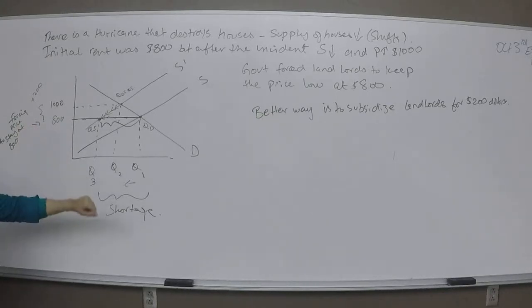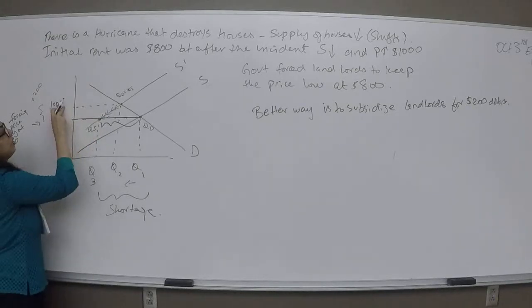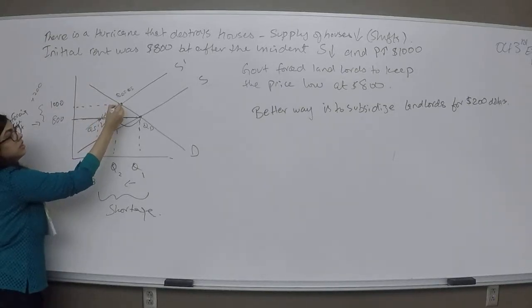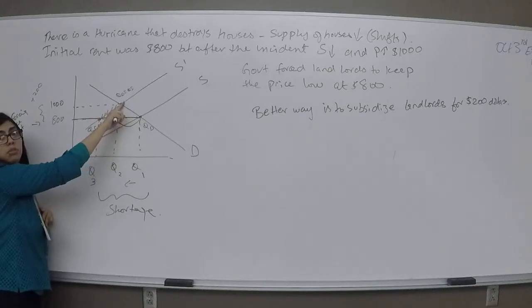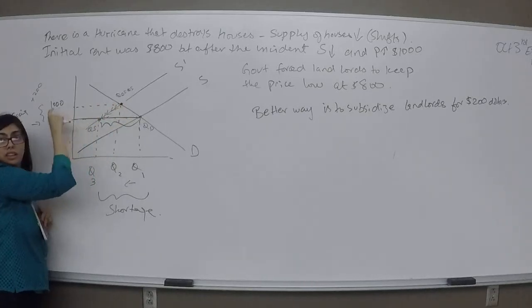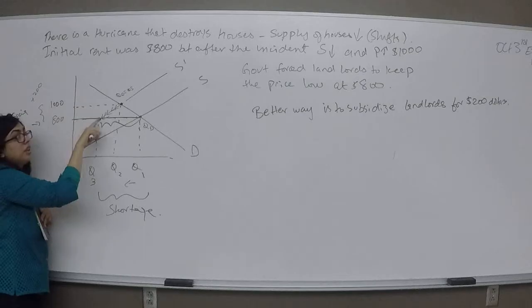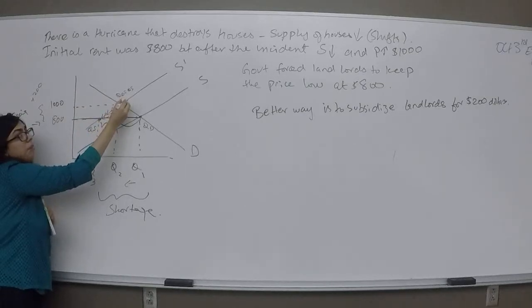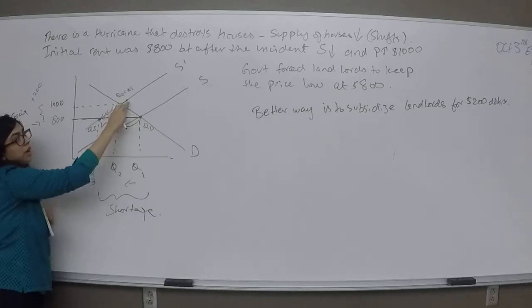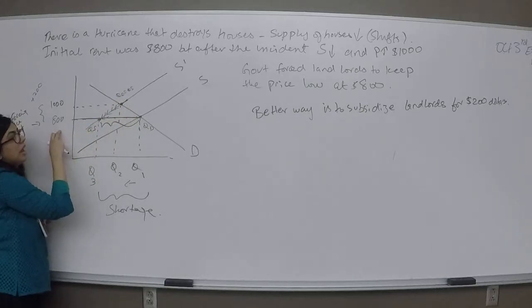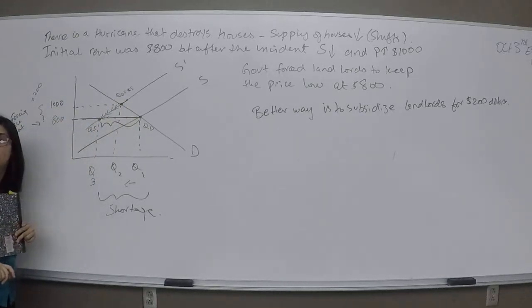So this is a better way, because this way you are back at the 1,000 point where landlords are able to supply it because they're getting that subsidy, so they're able to supply the apartments. And people are also able to buy because they're only paying 800, the rest is the government is paying.